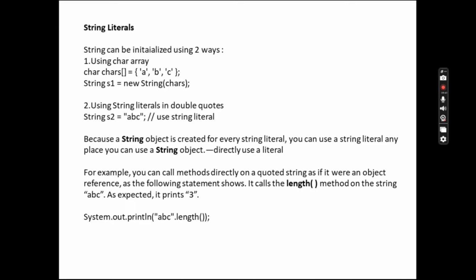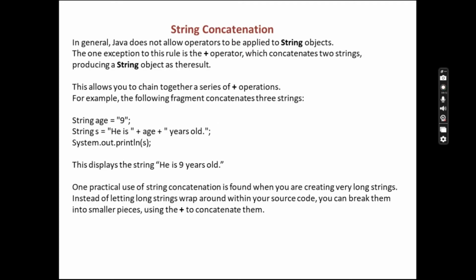Because a string object is created for every string literal, you can use a string literal any place you can use a string object. So instead of a string object, you can directly specify a string literal, that is a constant. Like in the following example, I want to specify the length of ABC. Instead of creating a new string of ABC like in the previous one, string s2 is equal to ABC, I can directly specify ABC dot length.